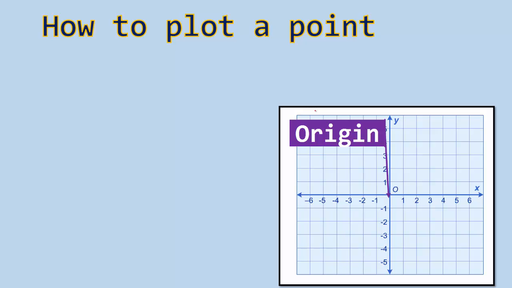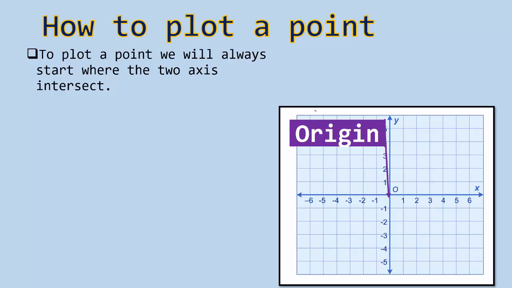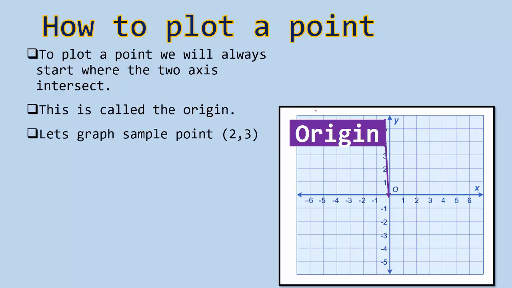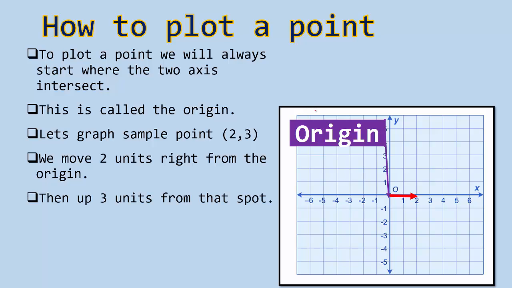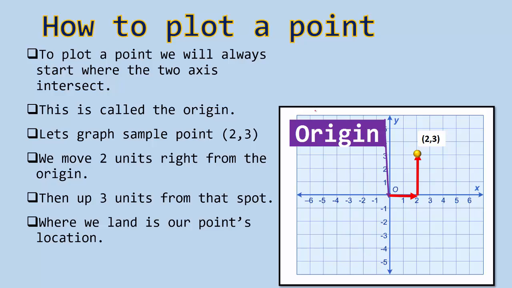So let's talk about plotting points. To plot a point, we will always start where the two axes intersect. This is called the origin. Let's graph sample point 2, 3. We move 2 units right from the origin. We then move up 3 units from that spot where we've landed. As you can see where the arrow is pointing, that's going up 3. So we went on the x-axis 2 units right, and on the y-axis we went up positive 3 units. Where we land is our point's location.